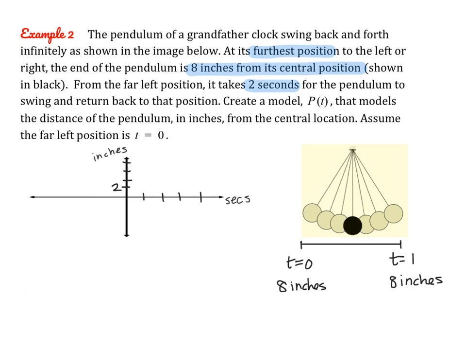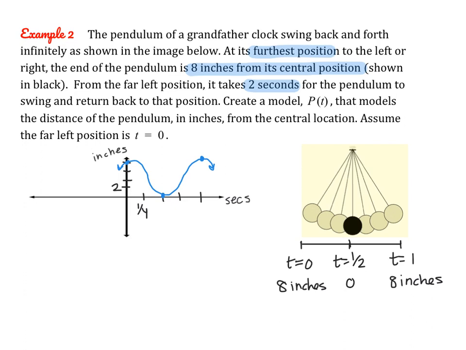Okay, so we know that at t equals 0, we are 8 inches away. So that would be right here. And let me scale this by 1/4 of a second. And then we know that by t equals 1, we are back at 8 inches away. And then we can assume that means that at t equals 1/2, we are in the center, which means we are 0 inches away from the center. So that would bring us down to here.